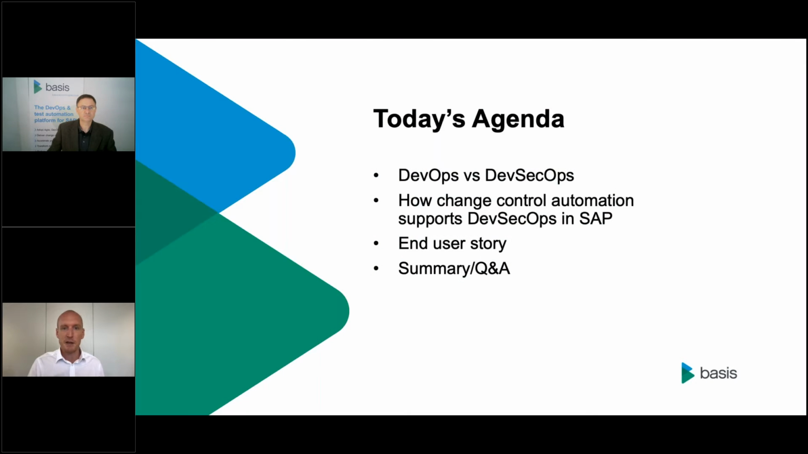Let's take a quick look at today's agenda. Very high level. We're going to talk briefly just about the idea of DevSecOps and the difference between DevOps and DevSecOps. We're going to spend most of the session having a bit of a conversation about how change control automation and concepts around change control can support that DevSecOps idea, and we'll look at some specific areas where that can happen. We're going to have a short end user story as well at the end of the session, just about how DevOps can deliver value in a real scenario. And then, as I've said, time permitting, and hopefully it will, we'll have a bit of Q&A at the end of the session as well.